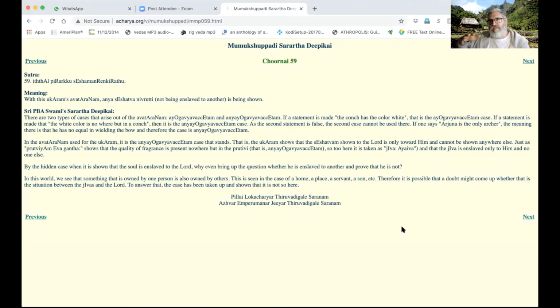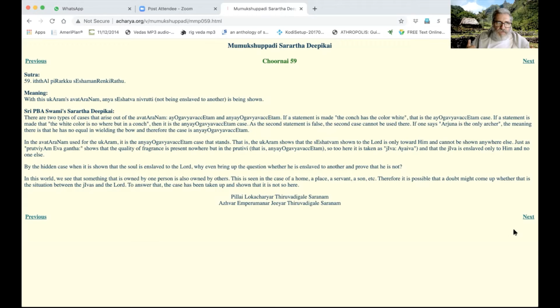But when we use the word only, Eva, in Sanskrit, so this is just an understanding of shades of meaning of the word Eva in Sanskrit. It doesn't mean that there are no other servants to the Lord. It means that the nature of the soul is service to the Lord. So in this way, the meaning of the letter U is like the first case scenario. So that U shows the servitorship shown to the Lord is only towards him and cannot be shown anywhere else.